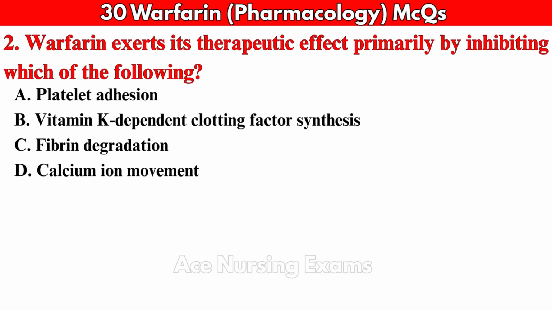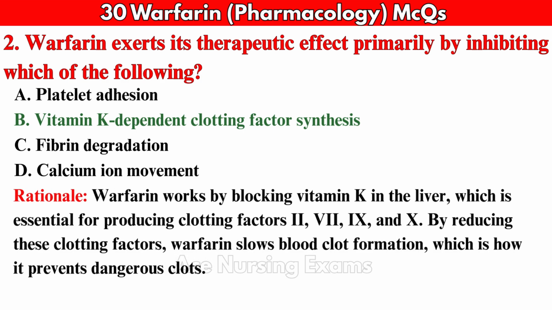Warfarin exerts its therapeutic effect primarily by inhibiting which of the following? A. Platelet adhesion, B. Vitamin K-dependent clotting factor synthesis, C. Fibrin degradation, D. Calcium ion movement. Correct answer, B. Vitamin K-dependent clotting factor synthesis. Warfarin works by blocking vitamin K in the liver, which is essential for producing clotting factors 2, 7, 9, and 10. By reducing these clotting factors, warfarin slows blood clot formation, which is how it prevents dangerous clots.